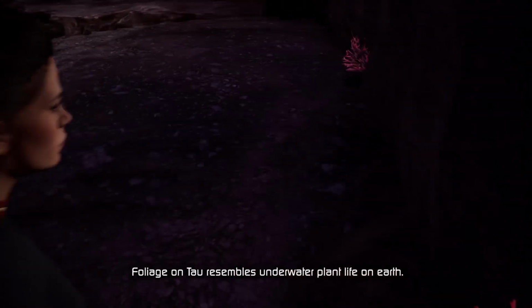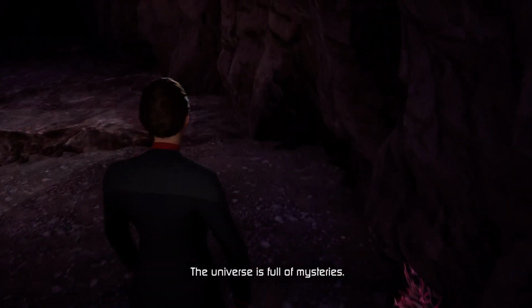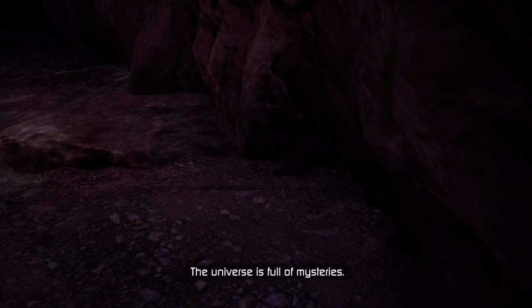Foliage on tower resembles underwater plant life on Earth. The universe is full of mysteries.